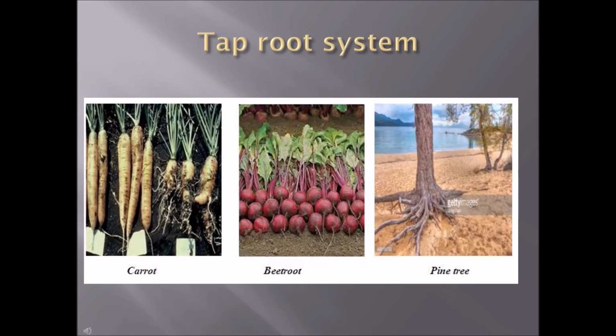Here are the images of the taproot system. You can see carrot, beetroot and pine trees. So these three are the examples of the taproot system.